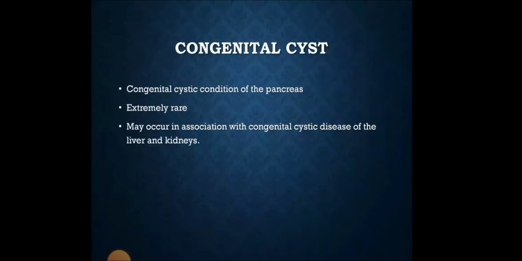Another important condition among the congenital anomalies is the congenital cyst, that is, a congenital cystic condition of the pancreas. It is an extremely rare condition, and it commonly occurs in association with other cystic diseases like congenital cystic disease of the liver and congenital cystic disease of the kidney. Along with these conditions, there can be a congenital cyst in the pancreas also.